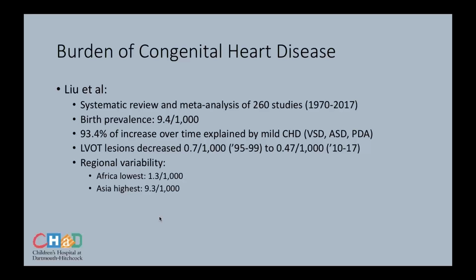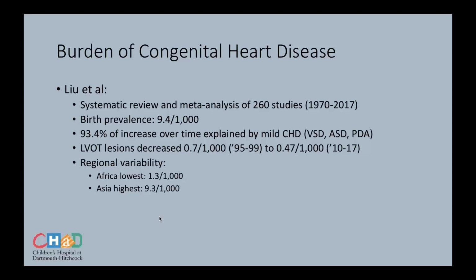And then the most recent paper, put out in 2019, was again a systematic review and meta-analysis of almost all the studies that were done between the 1970s and 2017. So 260 studies showed a birth prevalence of very similar numbers, about 9.4 per thousand. Interestingly, this paper included an analysis of what accounted for the increase over time. As I mentioned in the prior papers, prevalence was steadily increasing, and what's fairly intuitive, but they explained, is that nearly all of that increase can be explained by the mild congenital heart disease lesions, things like VSDs, ASDs, and PDAs that were now included in those estimates.